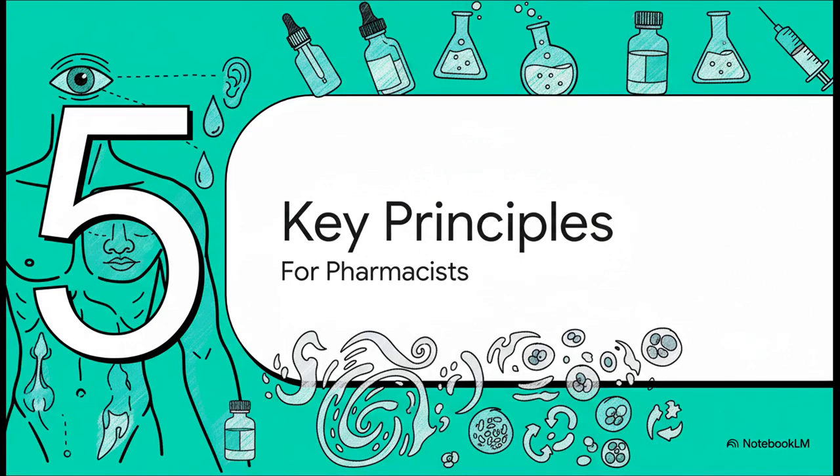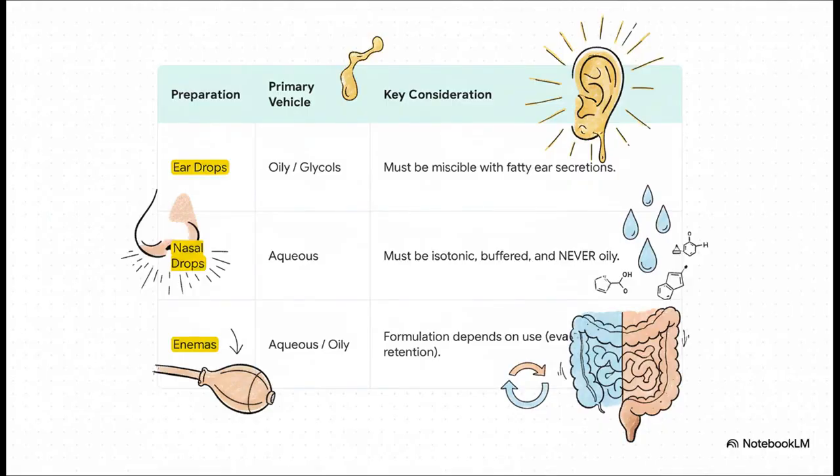Okay, so let's zoom out and pull all of this together. What's the big picture? What are the absolute core principles you need to take away from this explainer and carry with you into your practice? This right here is the heart of it all. The formulation strategy is completely dictated by the body part you're treating. The ear is fatty, so you need an oily vehicle. The nose is delicate and has cilia, so it has to be a gentle aqueous vehicle. And for enemas, the entire formulation hinges on whether you want to clean the bowel out or deliver a medicine.